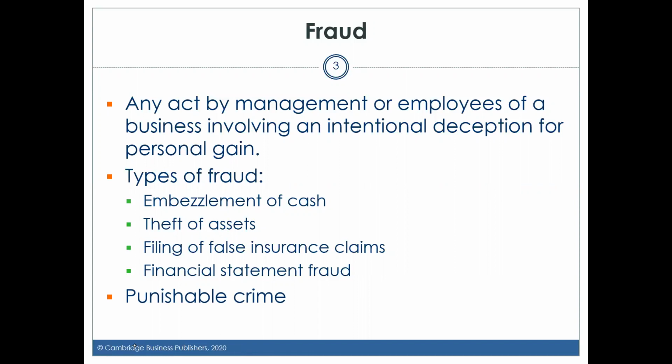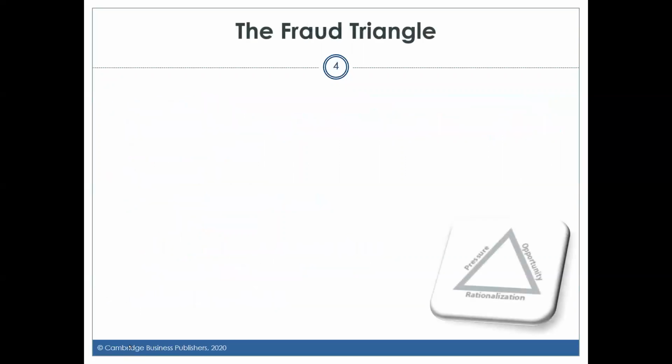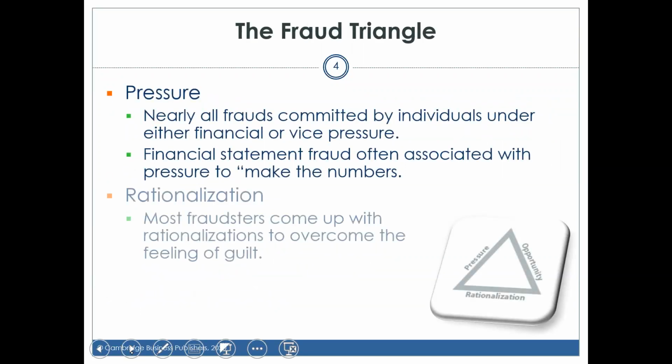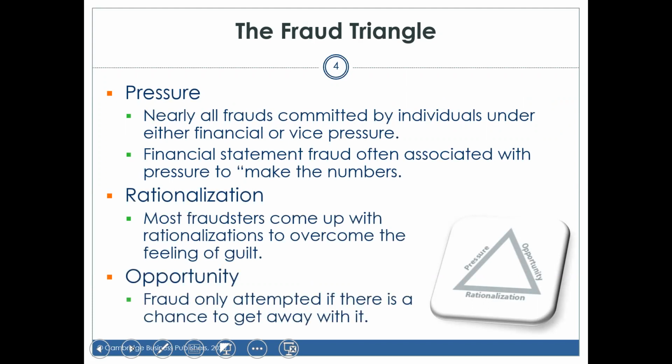Fraud is a punishable crime. Fraud is known as white-collar crime. It's not a blue-collar crime like murder, things of that nature, but it does hurt people. Stealing money can really seriously hurt people. So it is punishable. The fraud triangle consists of three things, and if one of these 3 is missing, then fraud can't happen. So we have pressure, rationalization, and opportunity.